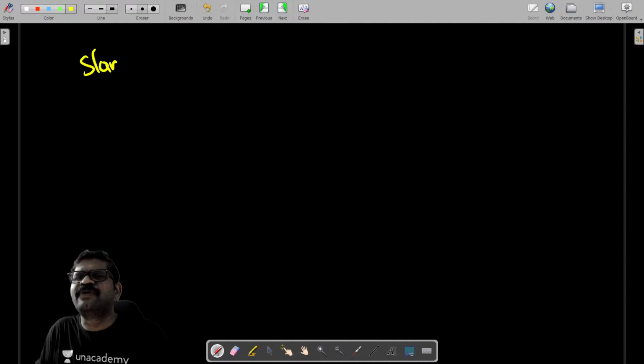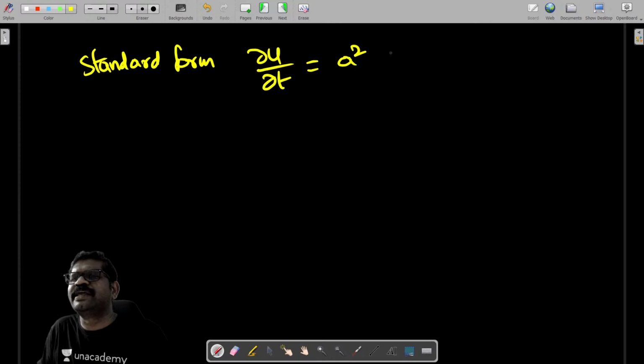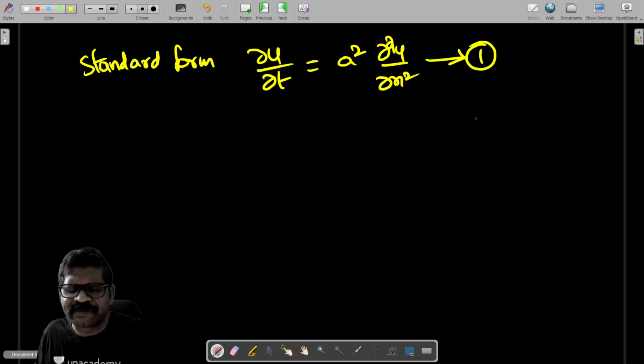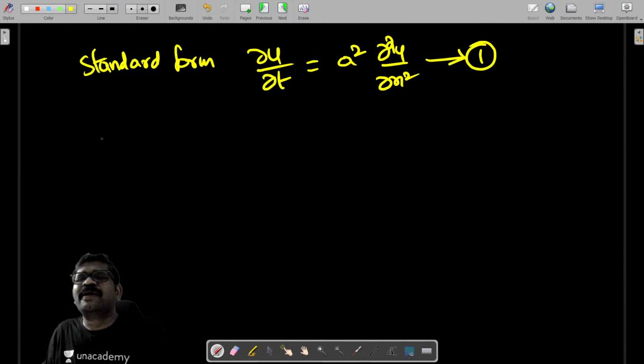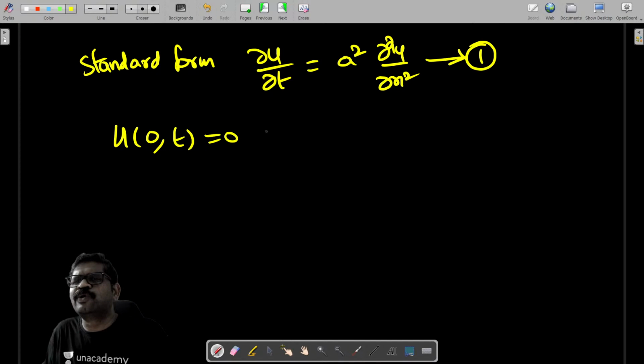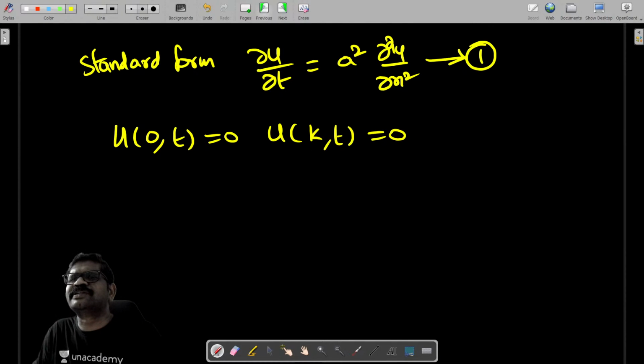Now, the standard form of the heat equation is del u by del t equal to a square into del square u by del x square. Call it 1. Now, the boundary conditions are u of 0 comma t equal to 0, u of k comma t equal to 0. These are the two boundary conditions he has provided. By that, you can understand that L equal to k.